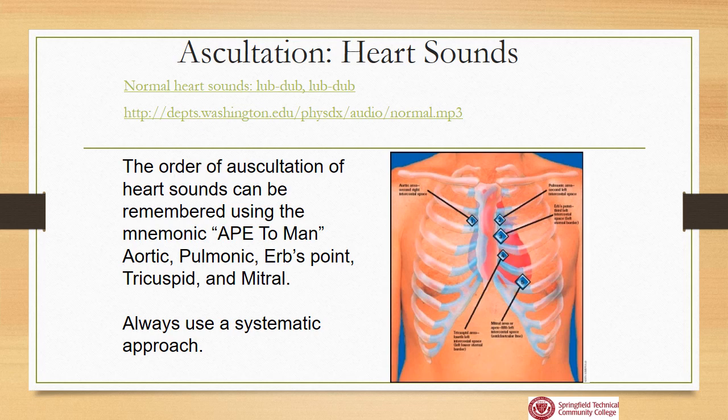Here are the order of auscultation of your heart sounds. In this picture is a nice example. You start here at the aortic location, move to the pulmonic, Erb's point, then to the tricuspid, and then to the mitral.